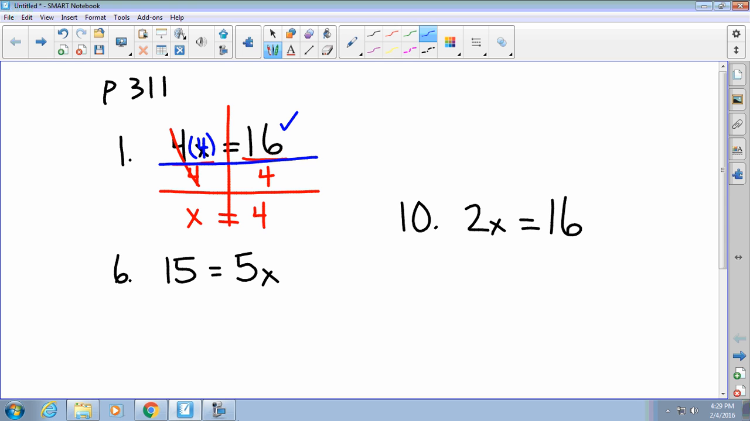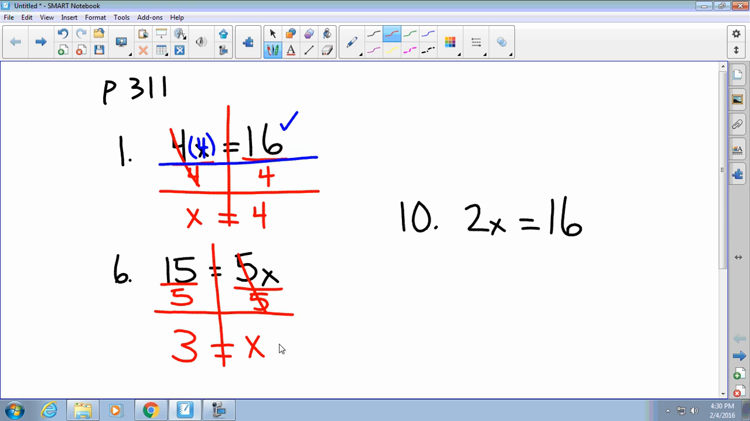On page 311, number 16, we have 15 equals 5x. Again, make your little lines. We have to isolate the variable. The first thing we have to look at is 5x. 5x divided by 5 gets x by itself. If we divide by 5 on one side, we have to divide by 5 on the other side. 15 divided by 5 is 3.